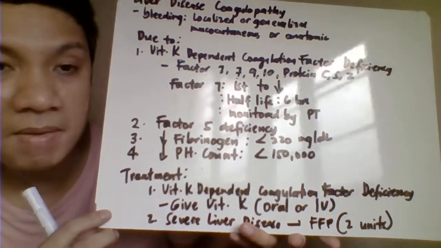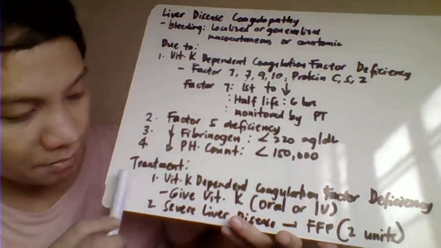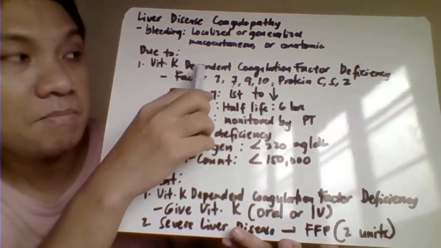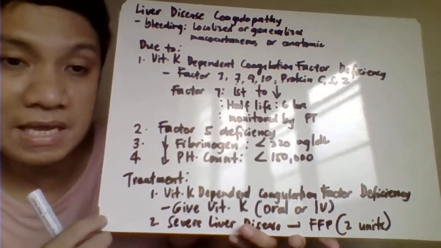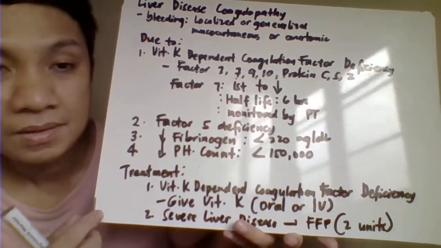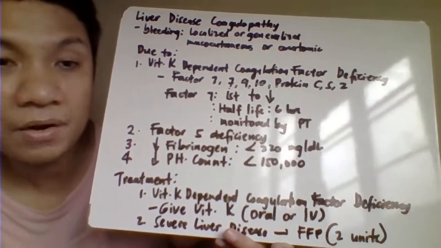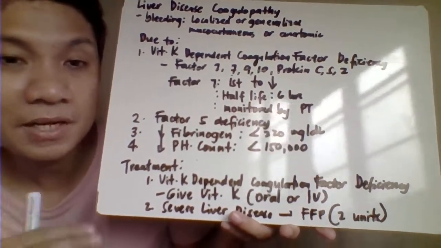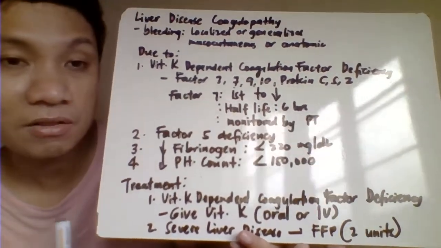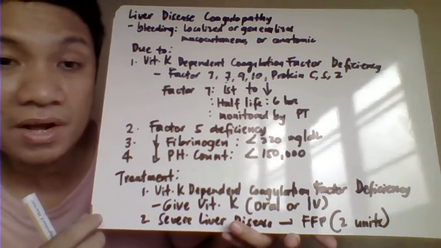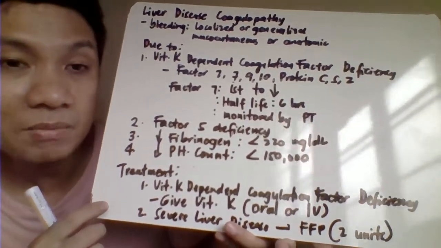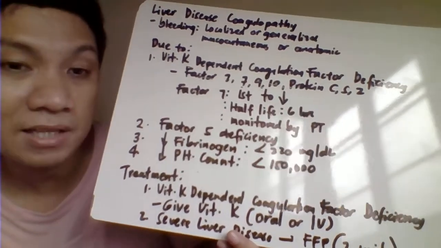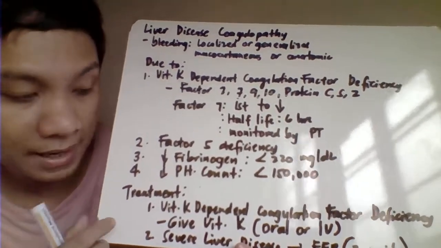Okay, we have here the treatment for the liver disease. Number one, if the patient has a problem with a vitamin K dependent coagulation factor deficiency, you can give vitamin K. Vitamin K could be given oral or IV. Between the two, mas mabilis, especially kung sobrang bleeding ng patient natin related to your vitamin K dependent coagulation factor deficiency, you give vitamin K in the form of IV more than oral, kasi mabilis umepekto ang ating IV more than your oral.